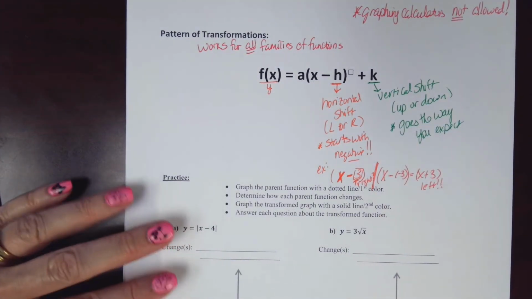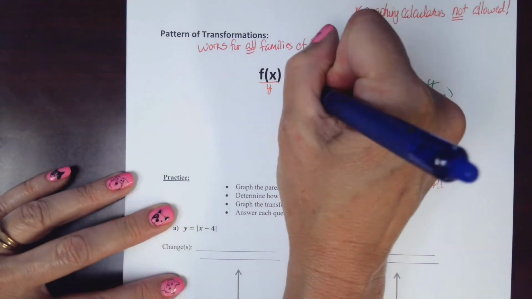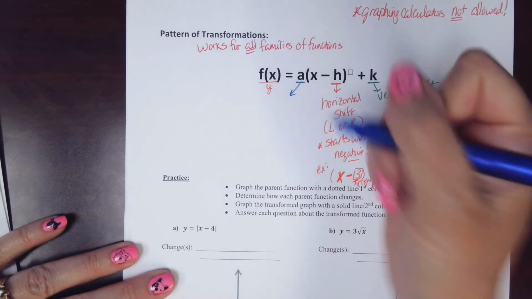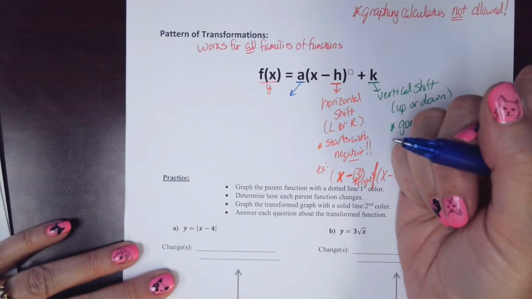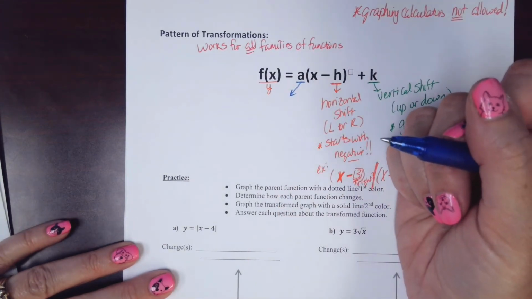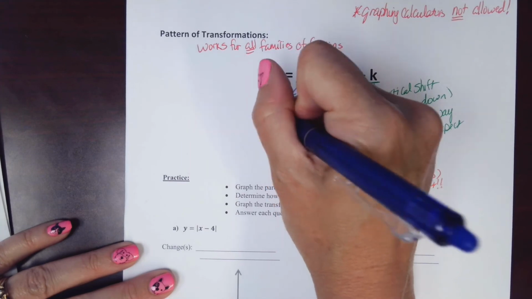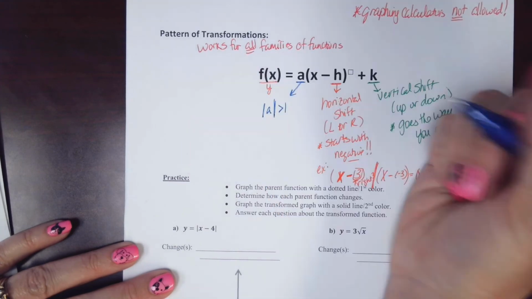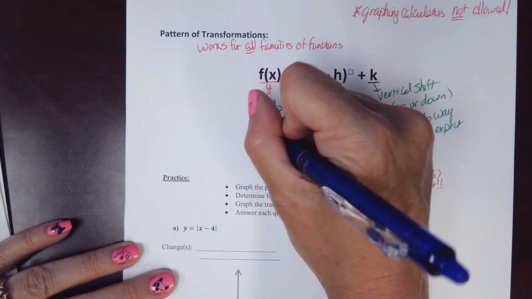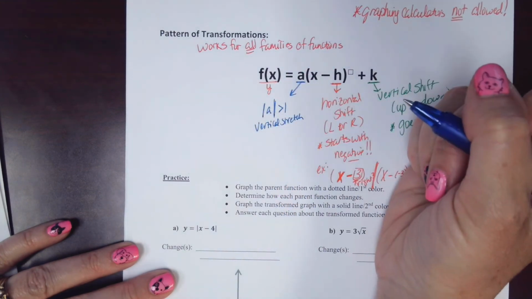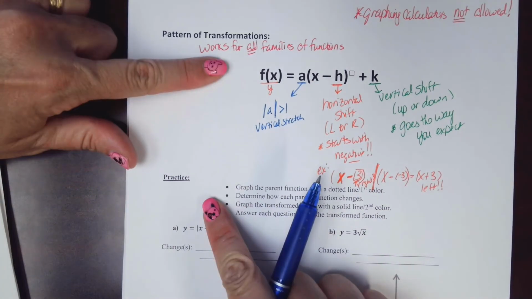Okay, the other variable we have here is this A out front, a coefficient out front. This is going to give me either a stretch or a shrink. Now, we don't care if it's positive or negative. What we're interested in is is it a whole number greater than 1. So I'm going to say absolute value of A greater than 1, a whole number. That's going to give me a vertical stretch. Like I grab the ends of my function and I pull them apart.